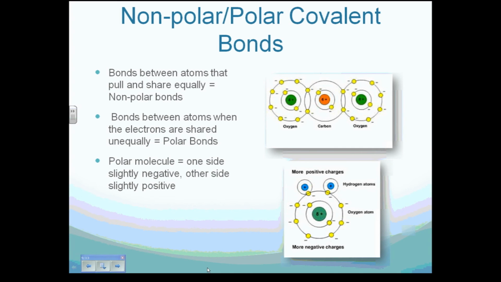Nonpolar covalent bonds are bonds pulled equally and share electrons equally. A polar bond is a covalent bond between atoms when the electrons are shared unequally. The more electronegative atoms have slightly negative charges because they attract electrons better than less electronegative atoms. The less electronegative atom in a bond thus gains a slightly positive charge. A molecule that has one side with a slightly negative charge and the other with a slightly positive charge is called a polar molecule.